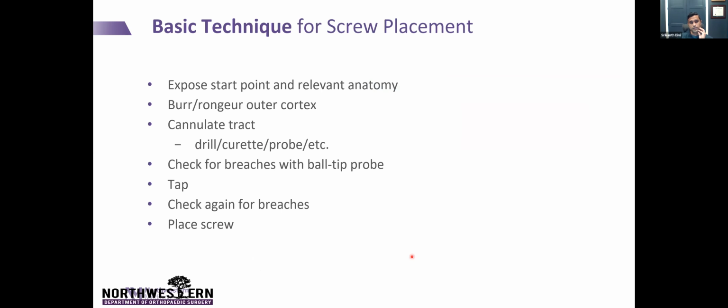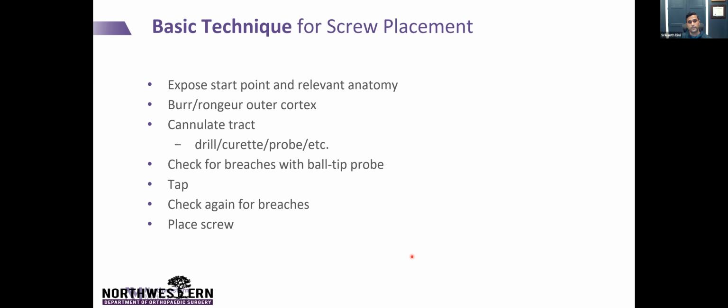So, basic technique for screw placement: we're going to expose our starting point in the relevant anatomy, depending on where we are in the spine, cervical, thoracic, or lumbar. There are different things you look for. You need to actually breach the outer cortex of the dorsal lamina or facet, or wherever you are, lateral mass. And then you need to cannulate that tract, either continuing with your drill safely or using a blunt probe, or you can use a sharp or curved probe. Some people use a curette. Either way, you need to cannulate the tract into the pedicle.